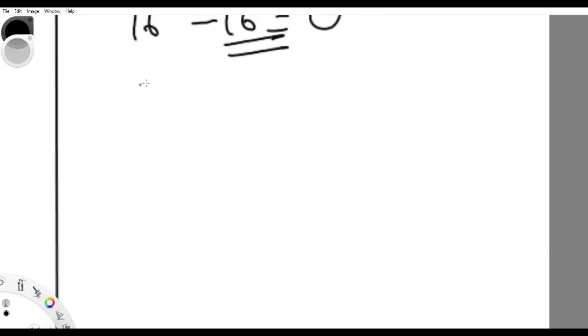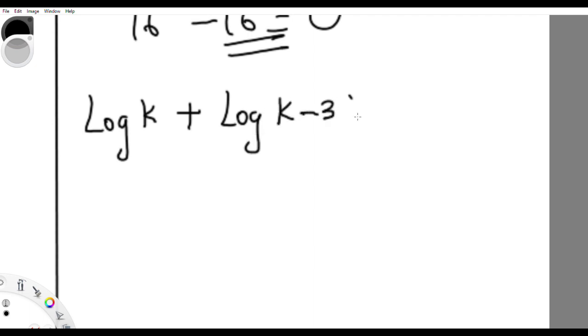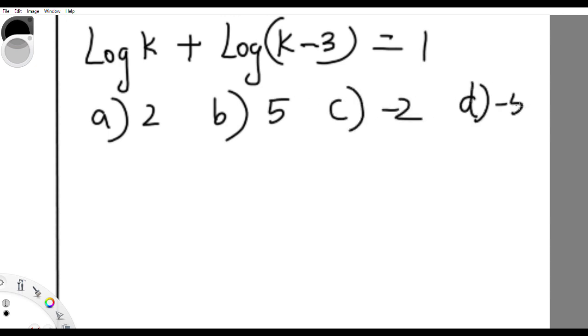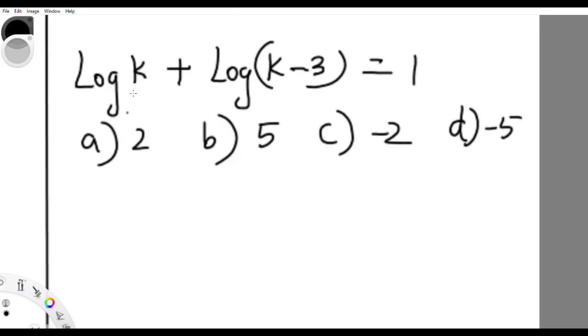Now I'm picking a logarithm question. You have log k plus log k minus 3 equals 1. Now you have options: a is 2, b is 5, c is minus 2, d is minus 5. Okay, now let's quickly treat this. Remember, all you need to do is put them in, to the base of 10.